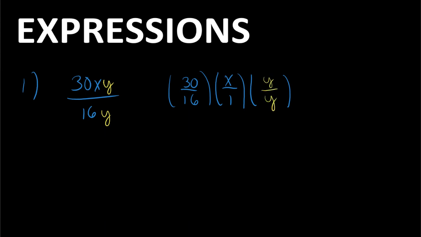Now, with y over y, any number divided by itself is just going to be a 1, right? No matter what we put in for y. So I'm going to cross that out and just know that that is 1. All right, now 30 over 16, we can simplify that a little bit. 30 divided by 2 would give us 15. 16 divided by 2 is 8. X over 1, there's not really anything to do there. So I'm just going to write this as 15 over 8 x.